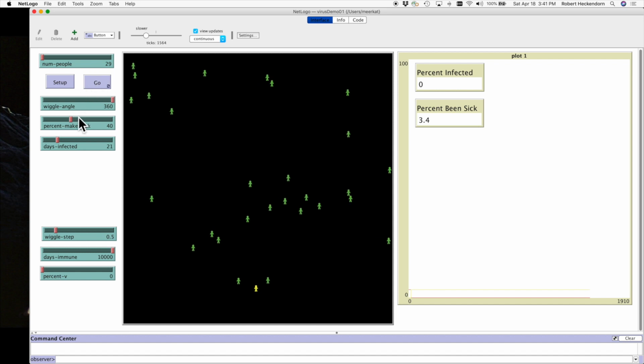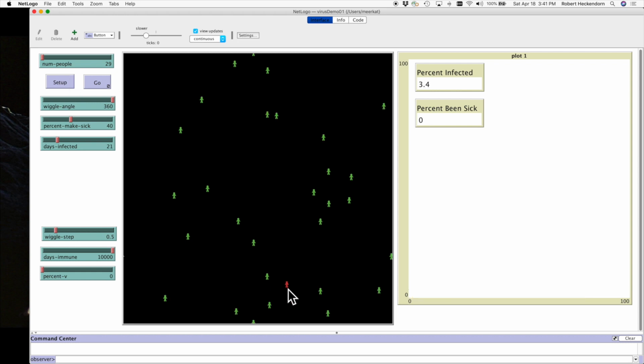Another control we have is the percent make sick. Let me go back and set this up again and point to the guy that's got the virus. He has the virus. If he arrives on the same square as someone else who is well, there's a probability that he'll pass that disease on. I can control that here.